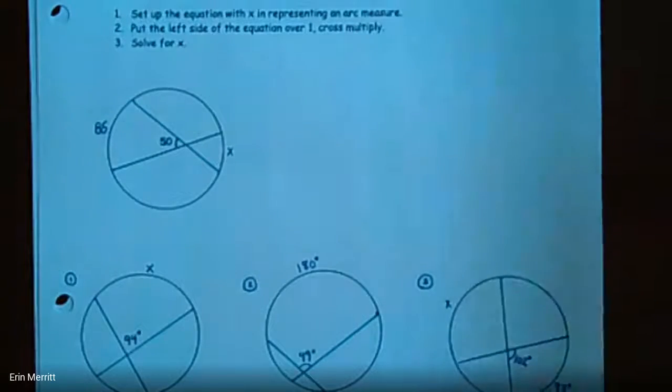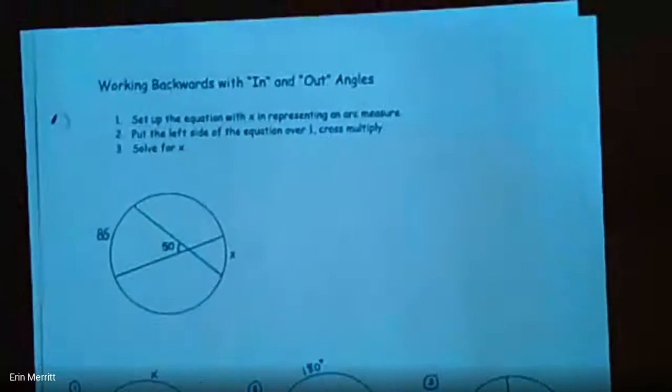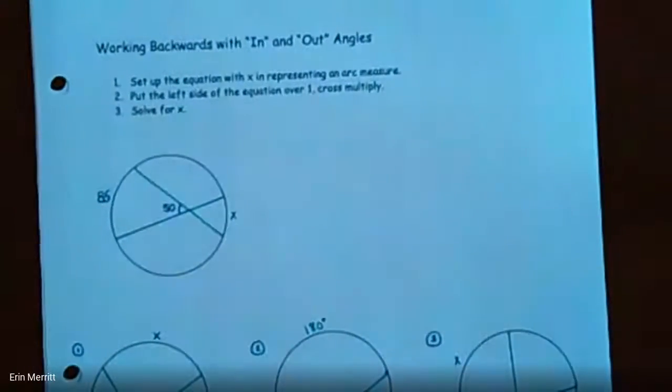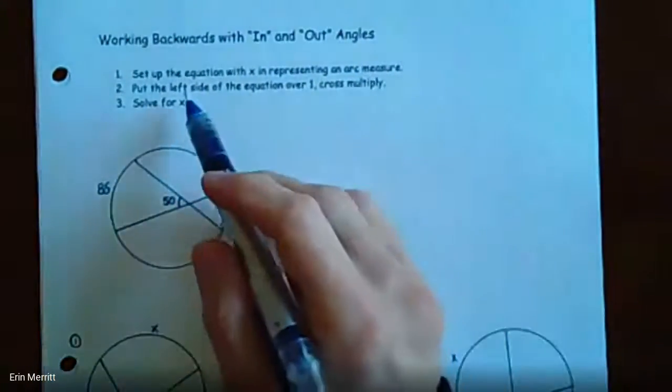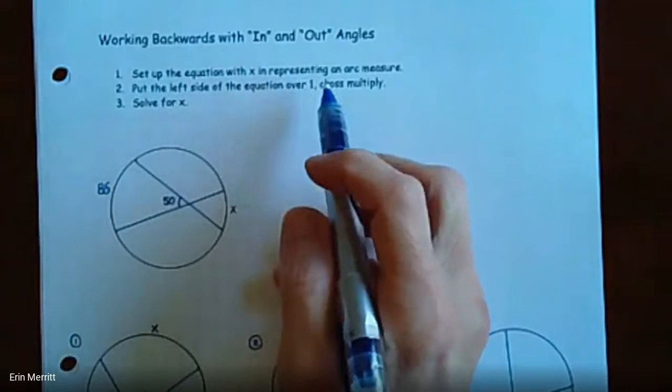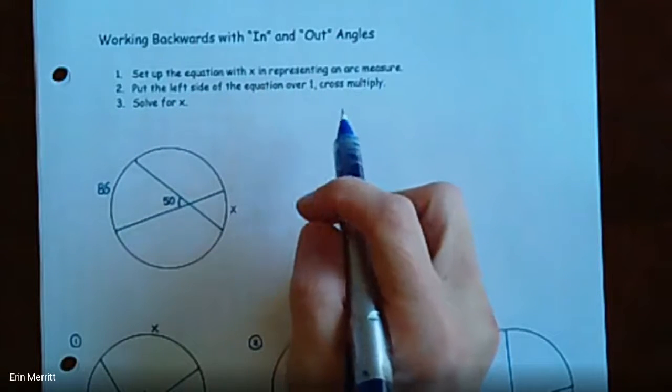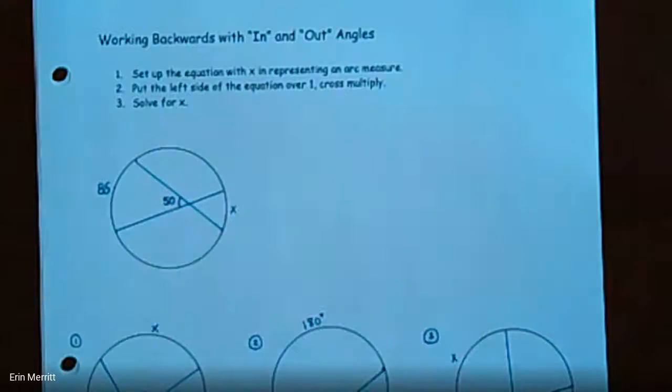All right, so the two things we're going to do, we're going to be working backwards, 1 with in angles and then 2 with out angles. So the first part, when it says set up the equation with x representing the arc measure, and then put the left side of the equation over 1 and cross multiply and take it from there.